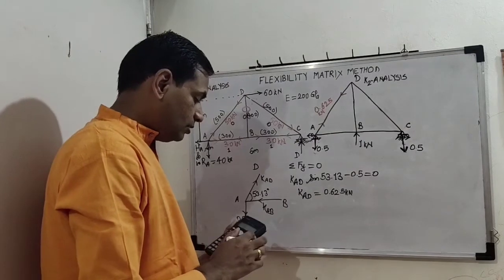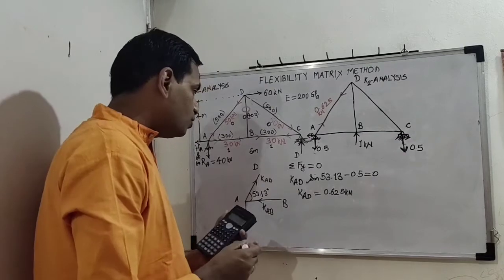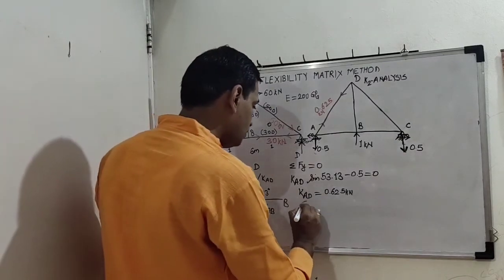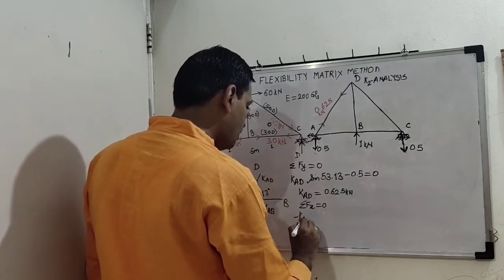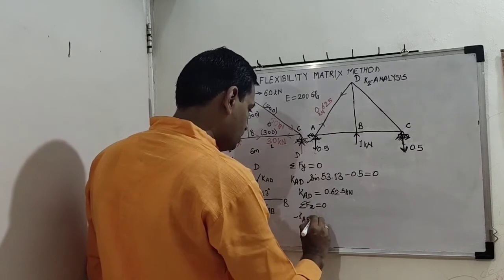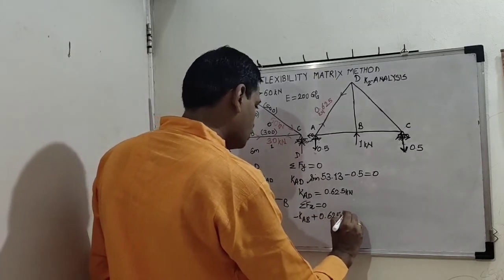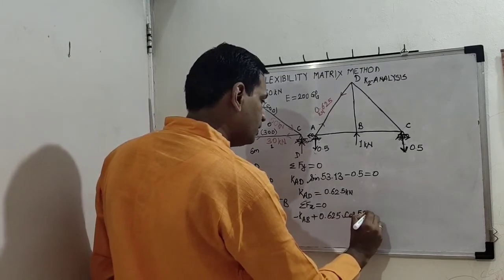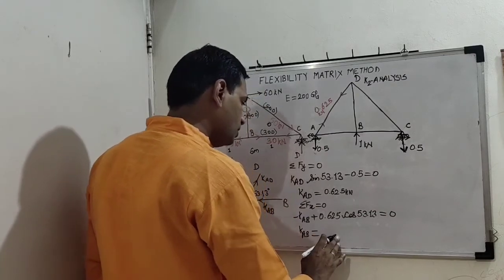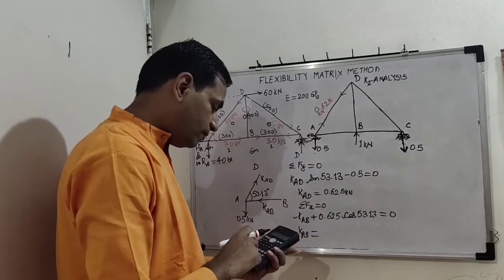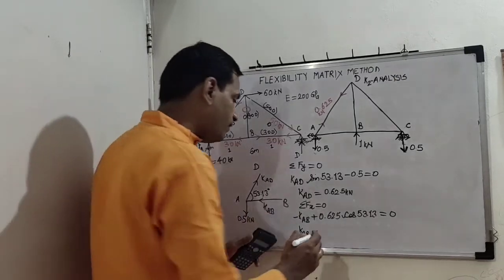Then come to another member, KAB. So summation Fx is equal to 0. So minus KAB plus 0.625 cos of 53.13 is equal to 0. So KAB is how much? 0.625 into cos of 53.13. So it is 0.375.